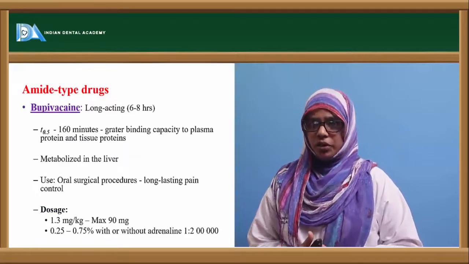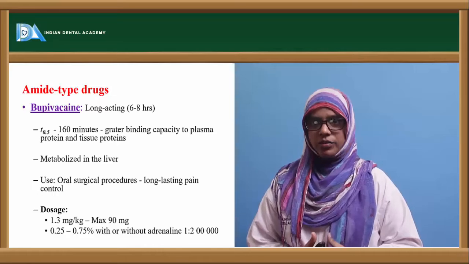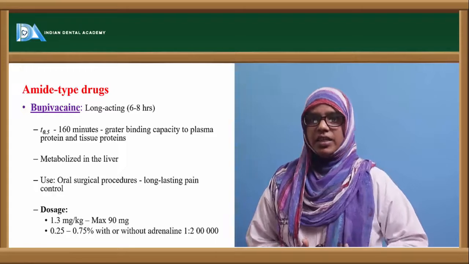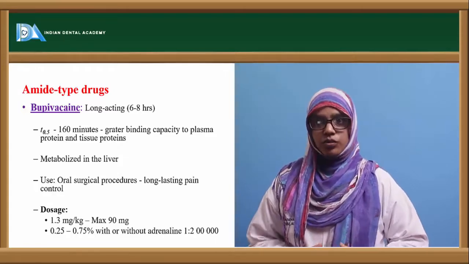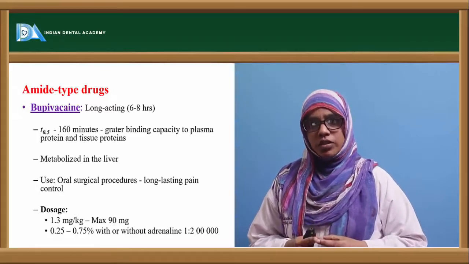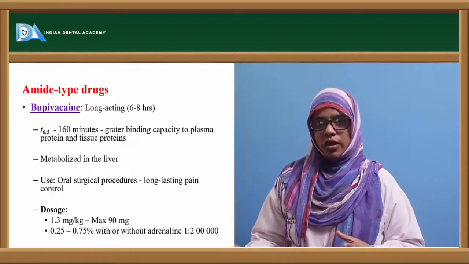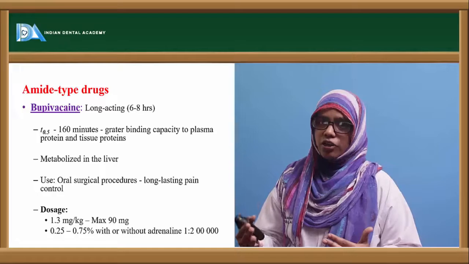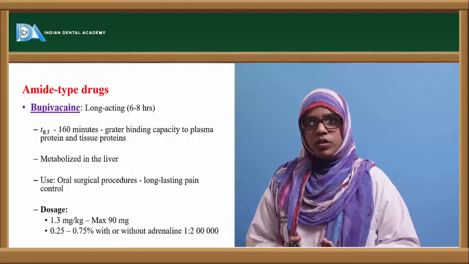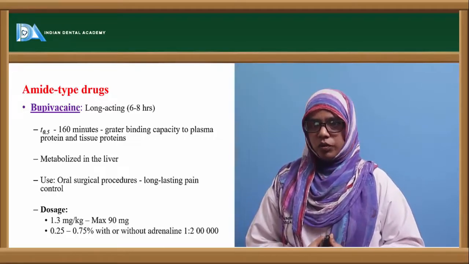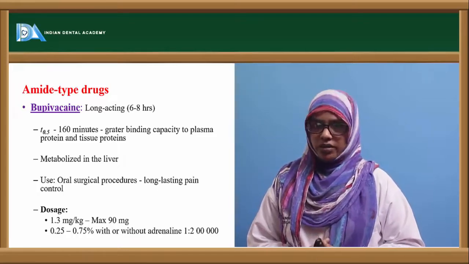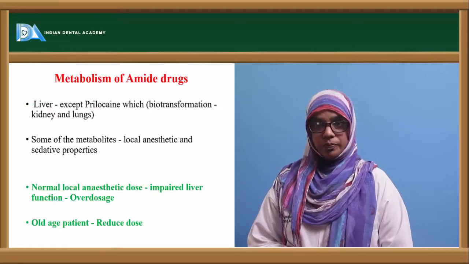The third amide type of drug is bupivacaine. It is a longer acting agent, around 6 to 8 hours of action. Its half-life is 160 minutes. It has greater binding capacity to plasma proteins and tissue proteins. It metabolizes in the liver. It is basically used in oral surgical procedures wherein long-lasting pain control is required. When you require a post-operative analgesic effect as well, you can offer bupivacaine. The dosage that can be used is 1.3 mg per kg, maximum up to 90 mg, or 0.25 to 0.75% with or without adrenaline in a ratio of 1:2 lakh.